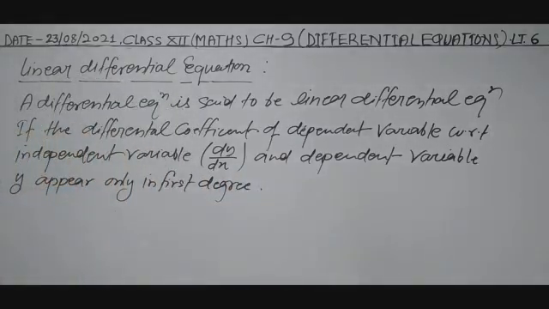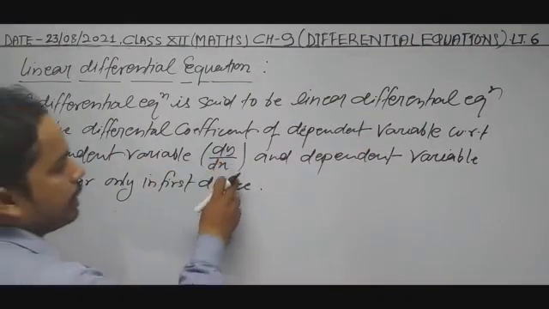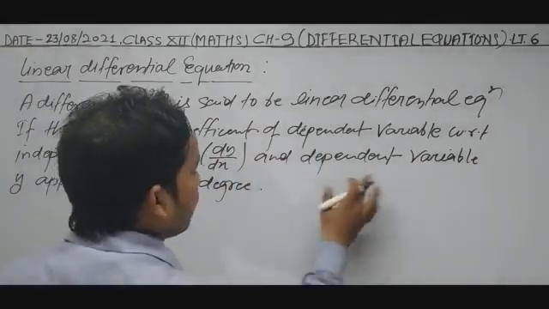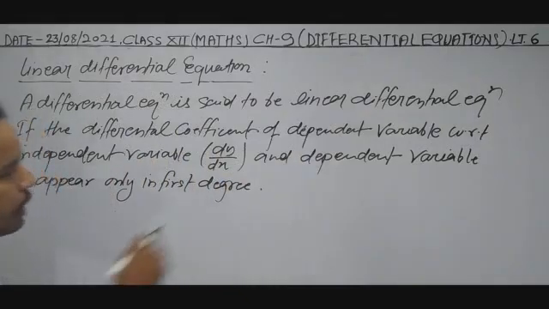Any differential equation is said to be linear if the differential coefficient of the dependent variable y with respect to the independent variable x, that is dy by dx, and the dependent variable y appear only in first degree. That will be in a linear differential equation format.